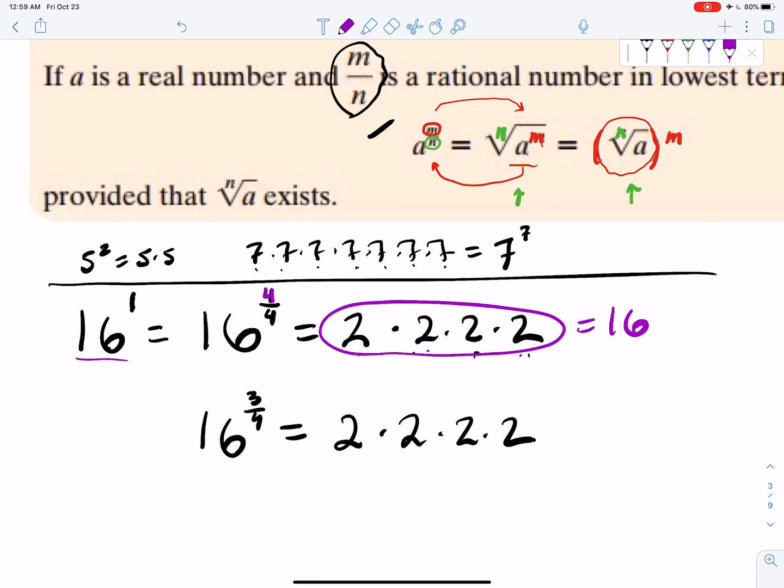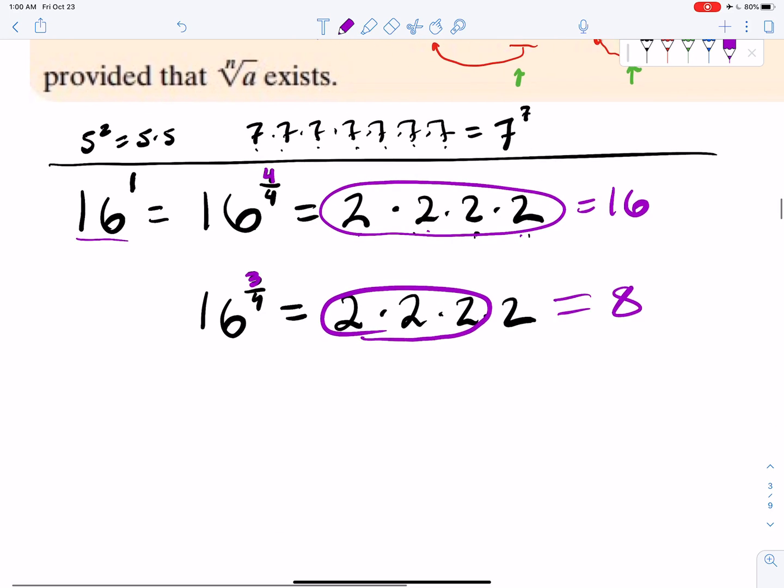How about 16 to the 3/4? Well, it's saying I want 3 out of 4 of those factors. So what's 2 times 2 times 2? It's 8. Huh. Okay. Let's take this example right here and apply this new rule that we have up here, and let's see if we get 8.